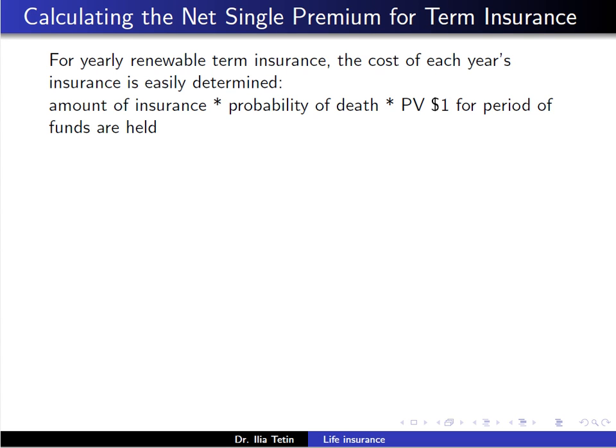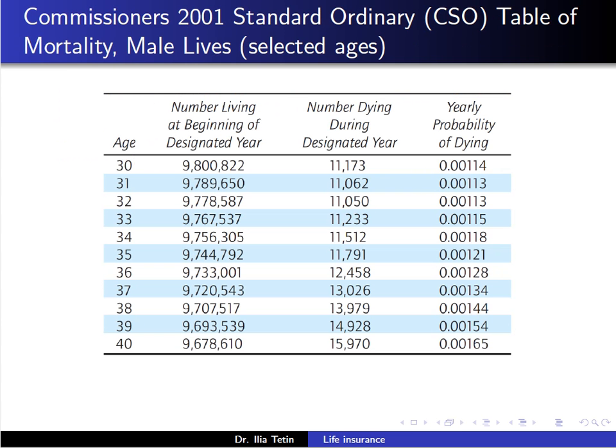The cost of each year's insurance is determined by multiplying the amount of insurance by the probability of death, which is then multiplied by the present value of $1 for the time period the funds are held. So by referring to the 2001 CSO mortality table for males, we see that out of 9,778,587 males alive at the beginning of age 32, it is expected that 11,050 males will die during the year.